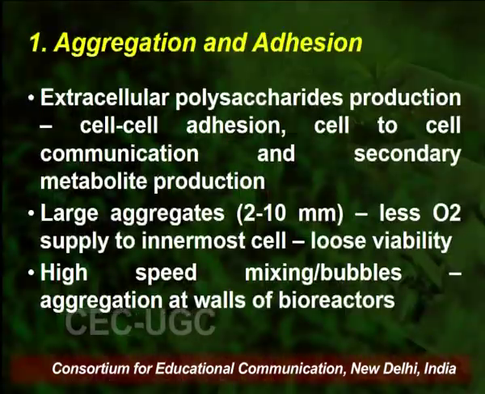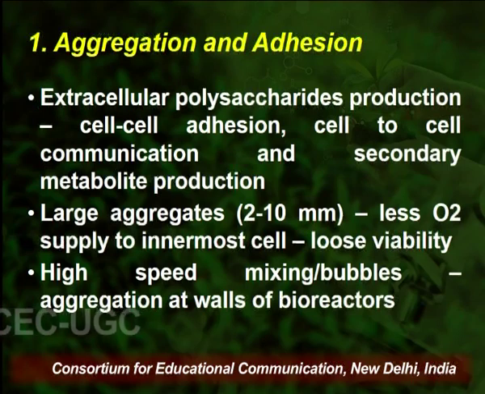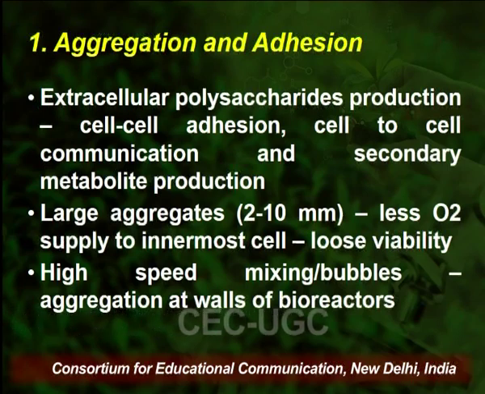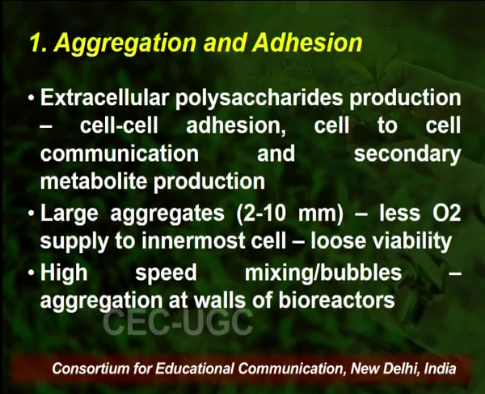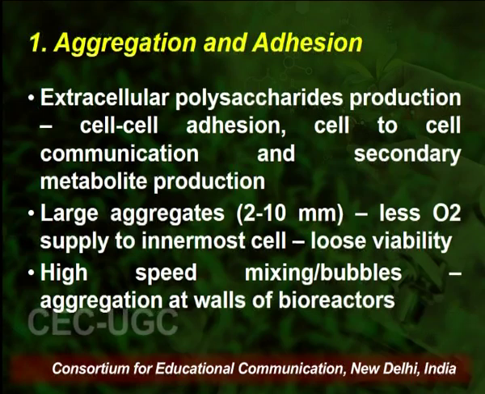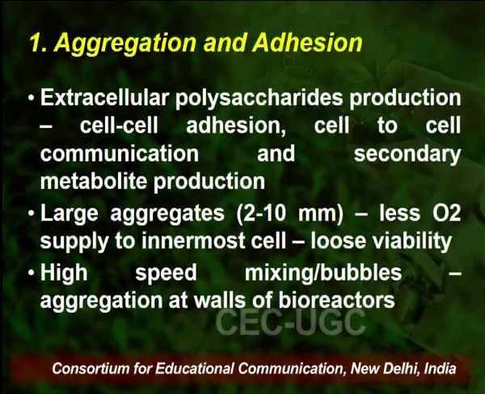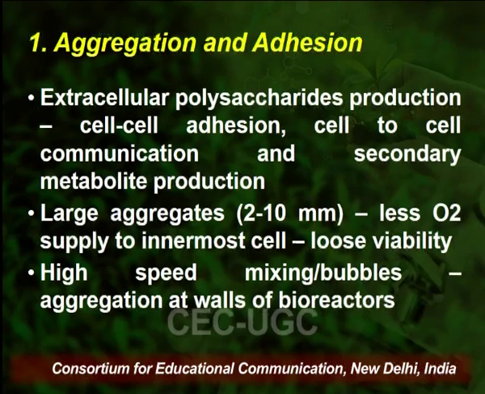So coming to aggregation and adhesion. Now cells have a tendency to produce certain polysaccharides, and these polysaccharides are responsible for cell to cell adhesion, and one such polysaccharide is pectin. These polysaccharides are not only responsible for cell to cell adhesion, but sometimes they also act as a source of cell to cell communication, which eventually causes the production of secondary metabolites. So we can say that these aggregates are also important, but only up to a particular threshold value.